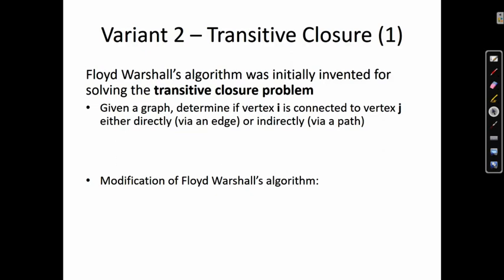What's the transitive closure problem? It's basically this. Given a graph, determine if vertex i is connected to vertex j. So given any pair of vertices, check whether i and j are connected via either an edge or indirectly via a path. In other words, you want to check whether j is reachable from i. So how do I modify Floyd-Warshall now to solve this problem?